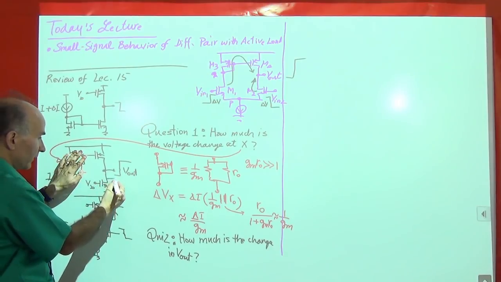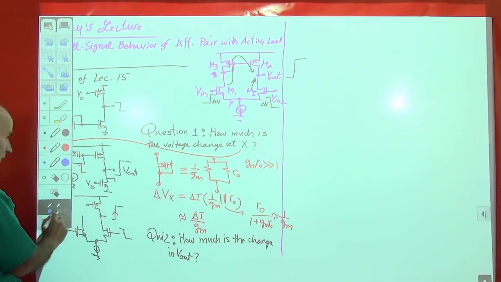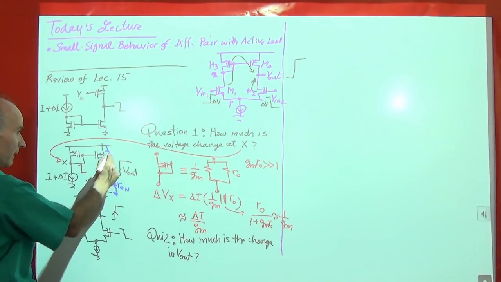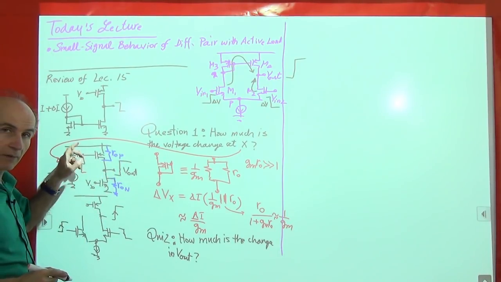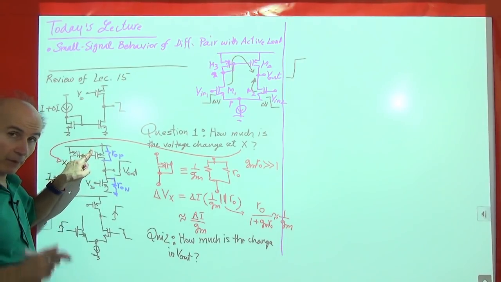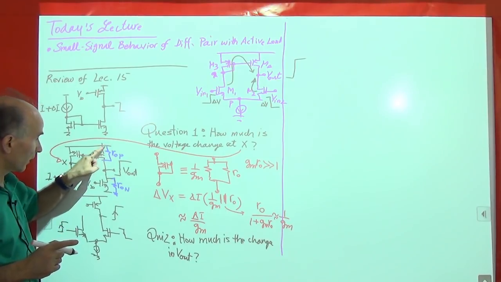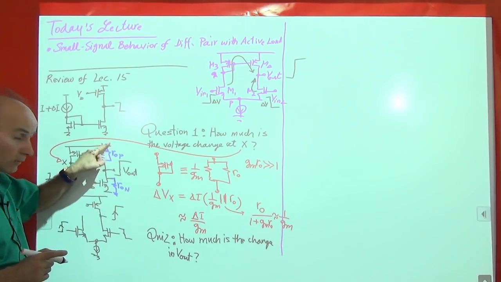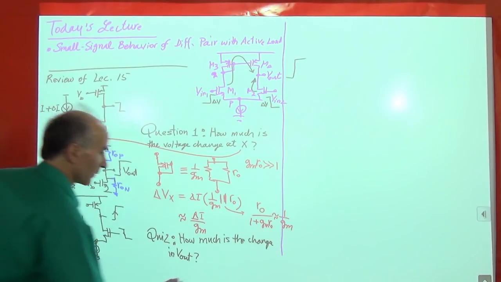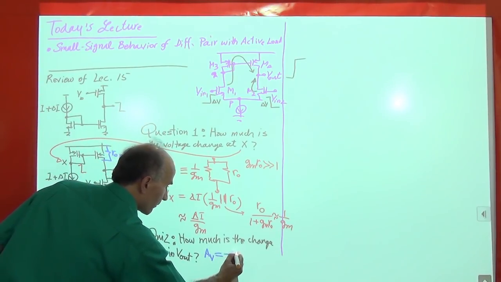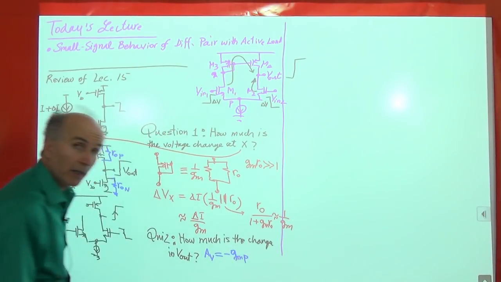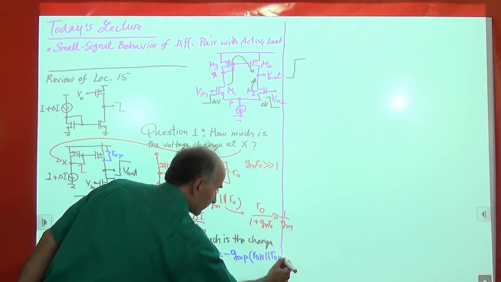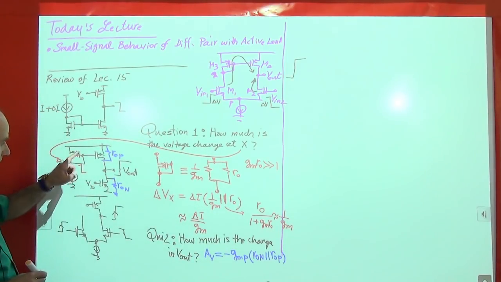So I know that I have, let's change the color to maybe blue, the output resistance of this device, RON, and the output resistance of this device, ROP. So the voltage gain of this simple common source stage is given by GM of the PMOS device times RON in parallel with ROP, as they both go from here to AC ground, and then a negative sign. So we can say that AV is equal to minus GMP, right? GM of the PMOS device times RON in parallel with ROP. That's the voltage gain from here to here.